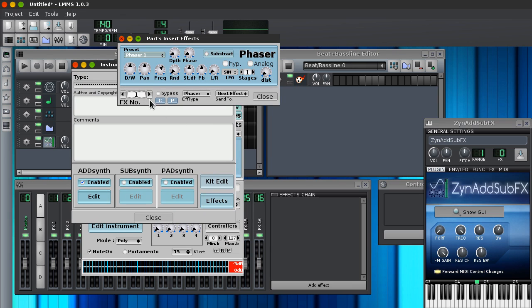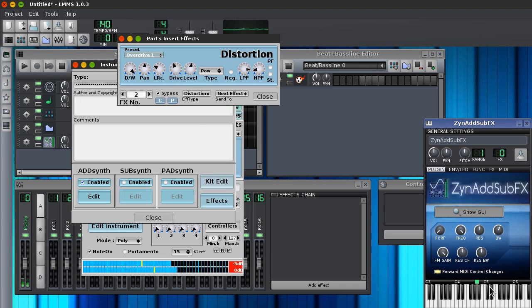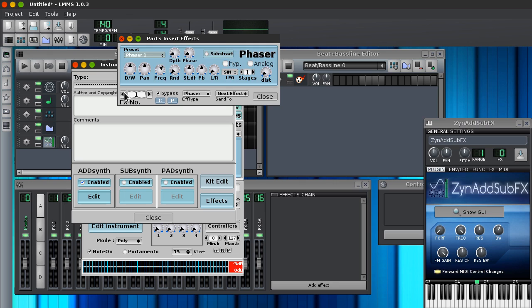Then for the effects, I'm just going to skip to distortion without it. See, this basically just makes it louder, pretty simple. Then I have reverberation, making it sound like it's in a real room. Very simple like that.